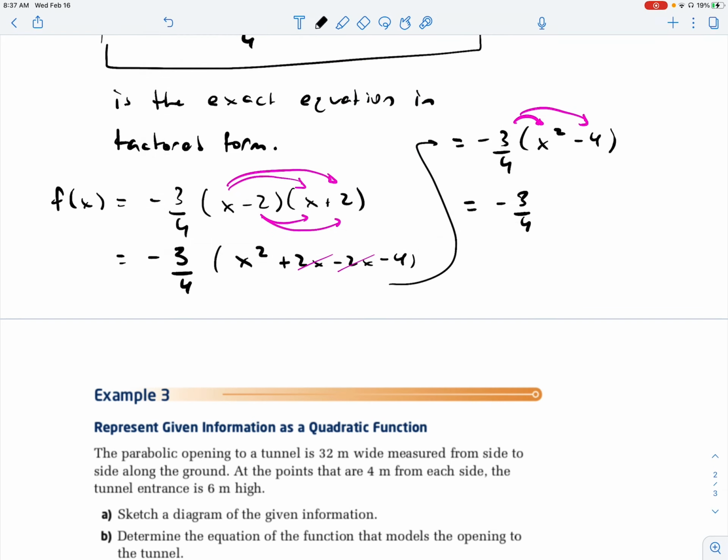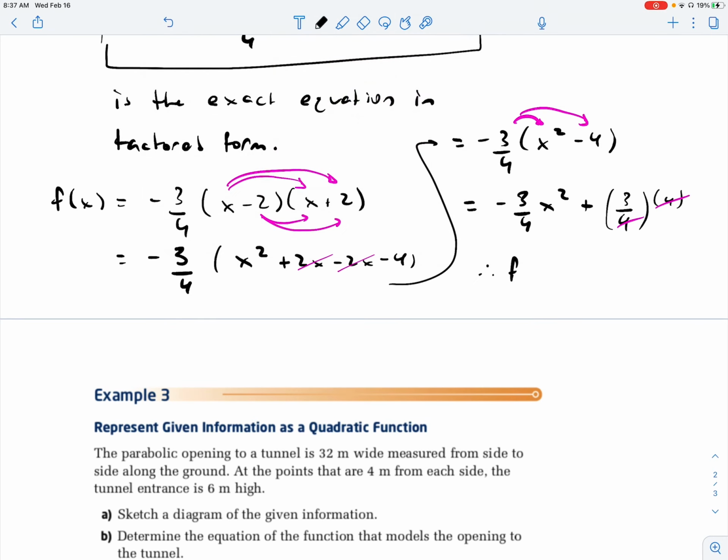Negative 3 over 4 times x squared gives us negative 3 over 4 x squared. And now negative 3 over 4 times negative 4. So we're going to end up with a plus. And if you're not sure, you can write it out: 3 over 4 times 4, you can see that the 4's will cancel, and we're left with just 3.